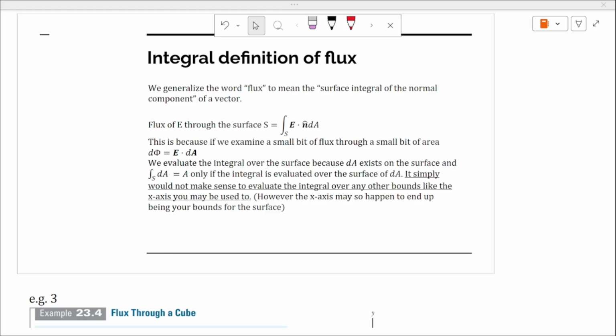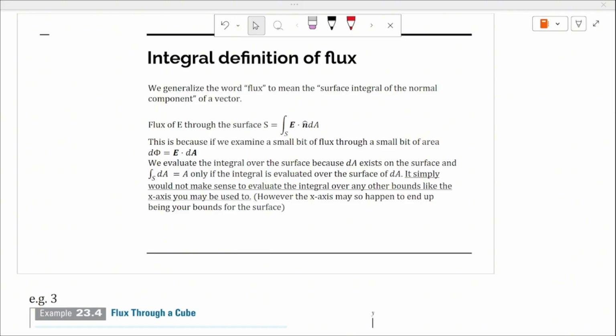The integral definition of flux. We use the word flux to mean the surface integral of the normal component of a vector, which just means we take the dot product to find out how the vectors overlay and then integrate the overlay. The previous equation is true if the velocity or electric field is constant over the entire surface. That's the equation from the last slide.